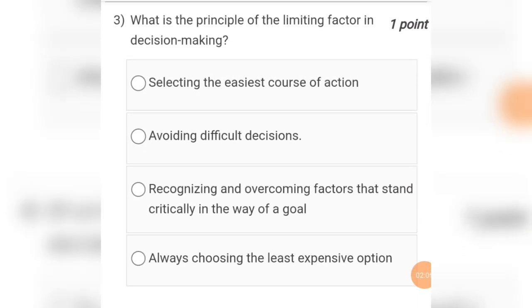Question number 3: what is the principle of the limiting factor in decision making? Option A is selecting the easiest course of action. Option B is avoiding difficult decisions. Option C is recognizing and overcoming factors that stand critically in the way of a goal. Option D is always choosing the least expensive option. So the correct answer will be option C, okay? Recognizing and overcoming factors that stand critically in the way of a goal.